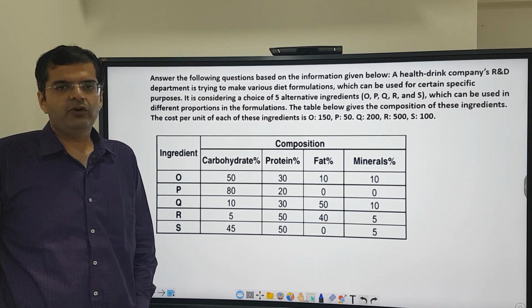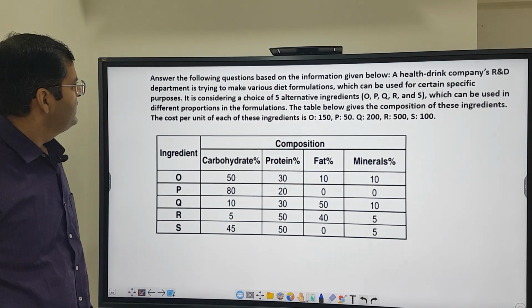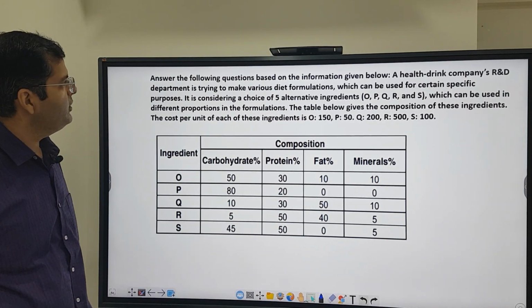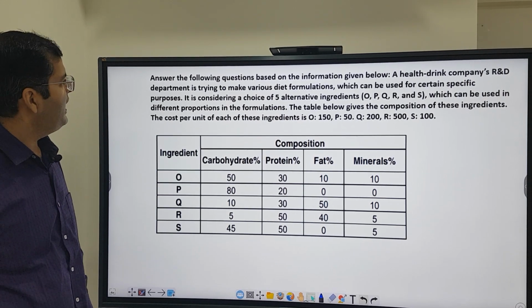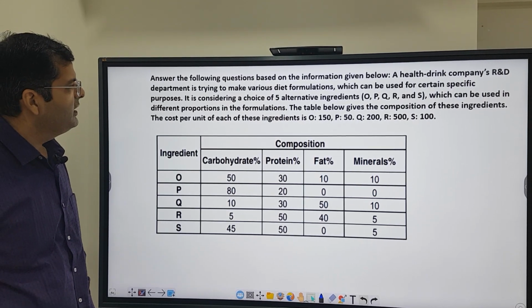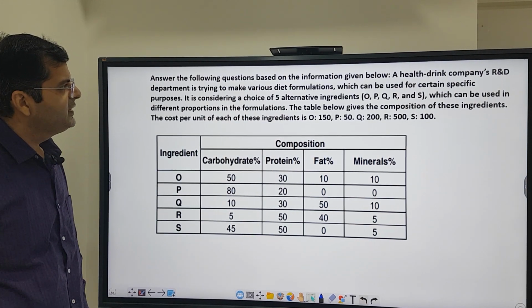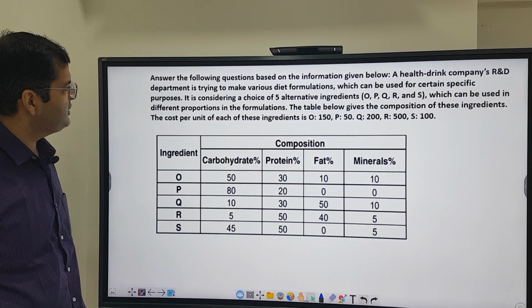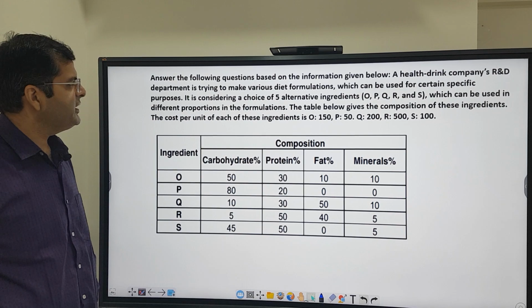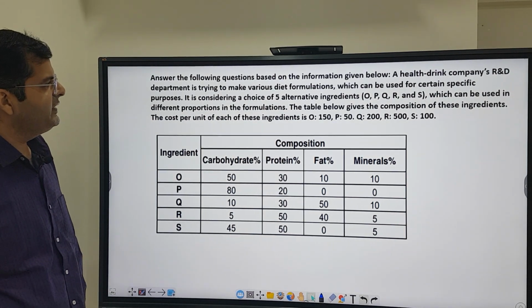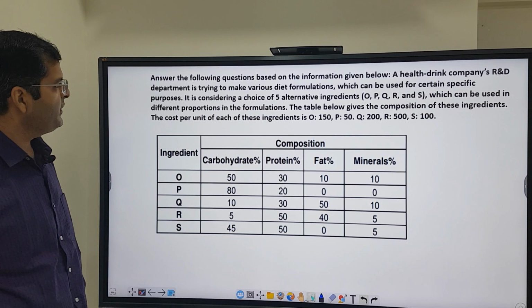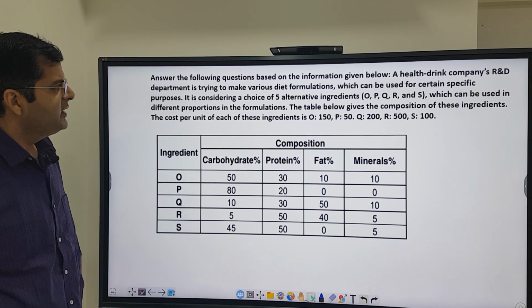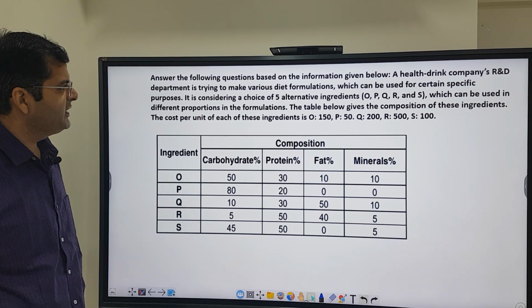So this is a question from CAT 2007 exam. It says, answer the following question based on the information given below. A health drink company's R&D department is trying to make various diet formulations which can be used for certain specific purposes. It is considering a choice of 5 alternative ingredients O, P, Q, R and S which can be used in different proportions in the formulations. The table below gives the composition of these ingredients.